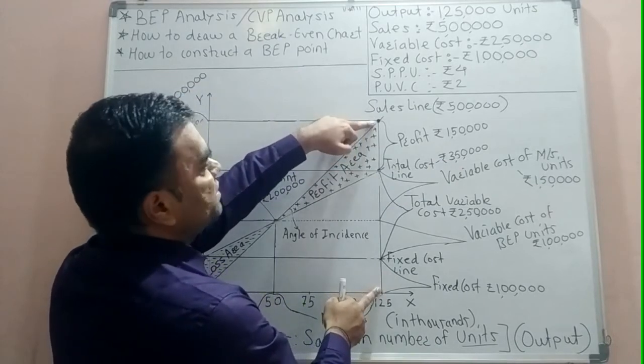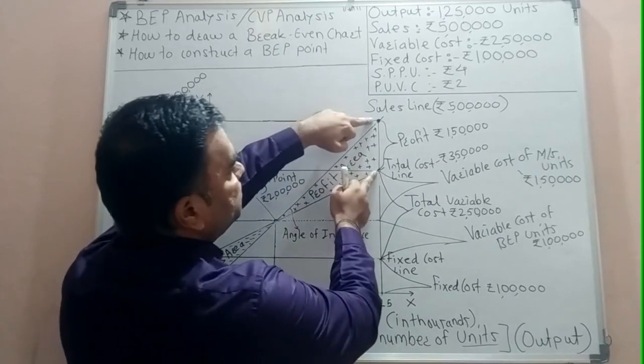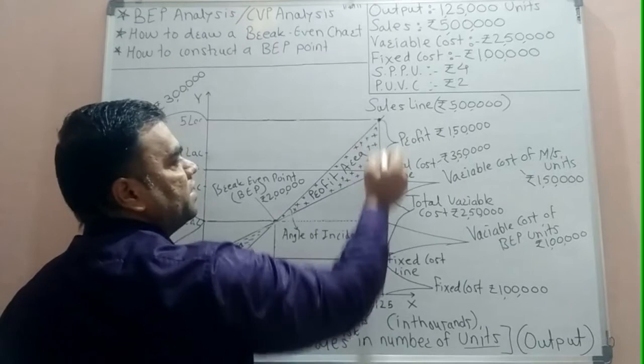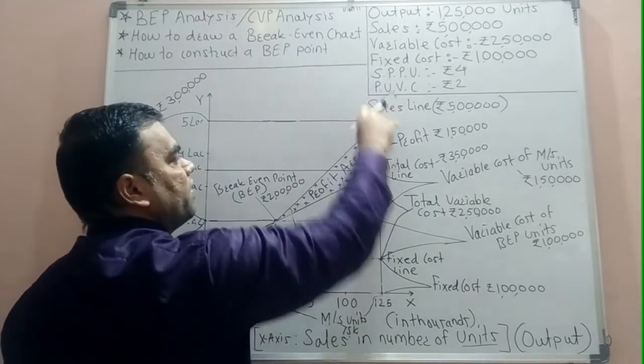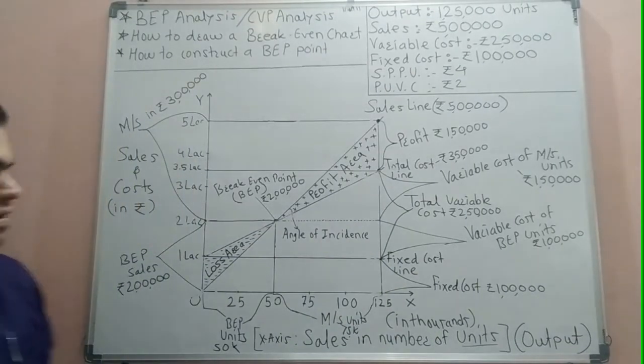5 lakh less total cost. What part remains? This part, which is known as profit. Because your sales is high and cost is less. Cost is 3 lakh 50,000, sales is 5 lakh, so profit is 1 lakh 50,000.